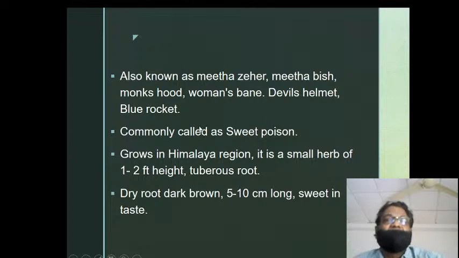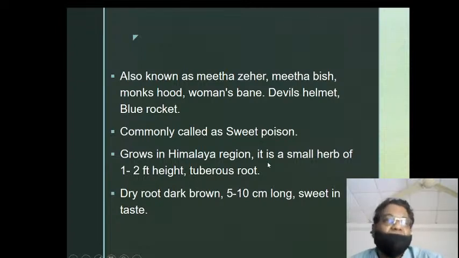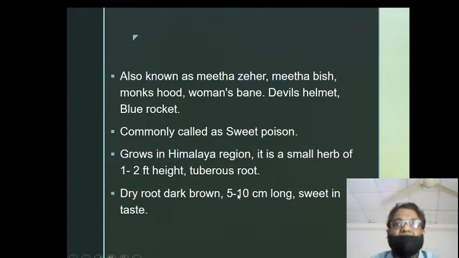The taste of the root is sweet, that's why it is a sweet poison. This plant grows in the Himalayas region, and it is a small herb that grows around 1 to 2 feet in height. Very important, the root is a tuberous root. All parts of the plant are poisonous, but the root is more poisonous because the alkaloid concentration is very high in the root.